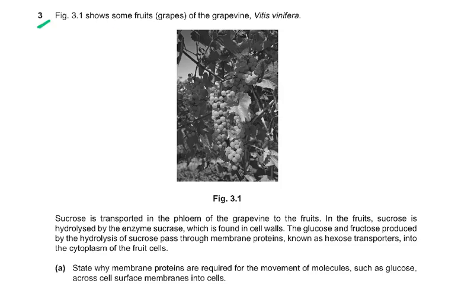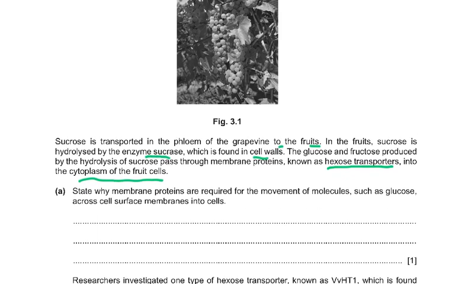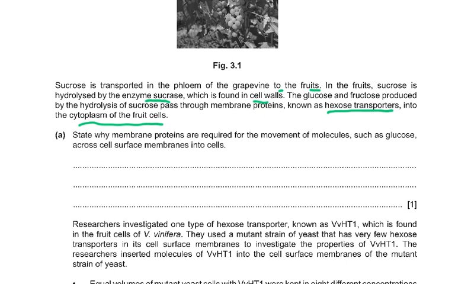Question 3, figure 3.2 shows fruits, grapes of the grapevine, Vitis vinifera. Sucrose is transported in the phloem of the grapevine to the fruits. In the fruits, sucrose is hydrolyzed by the enzyme sucrase, which is found in cell walls. The glucose and fructose produced by the hydrolysis of sucrose pass through membrane proteins known as hexose transporters into the cytoplasm of the fruit cells. State why membrane proteins are required for the movement of molecules such as glucose across cell surface membrane.